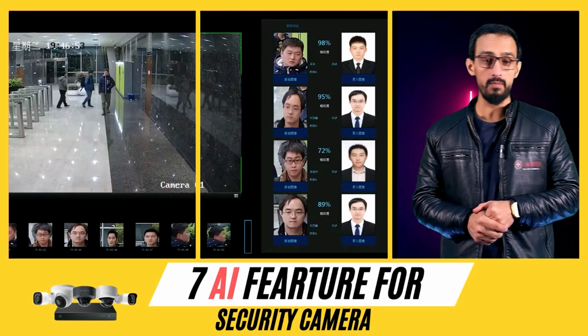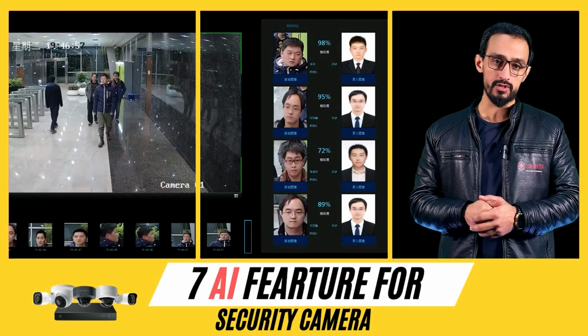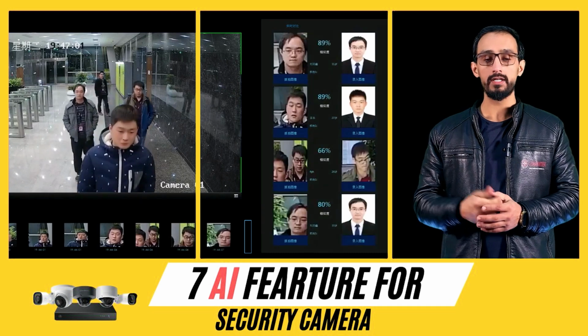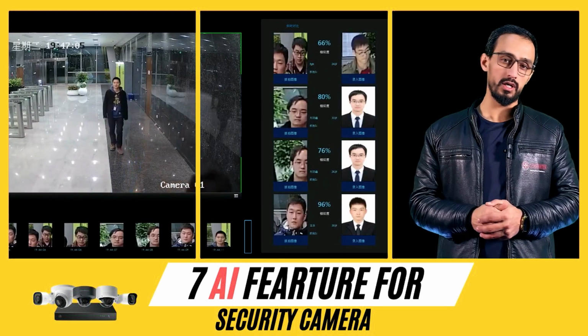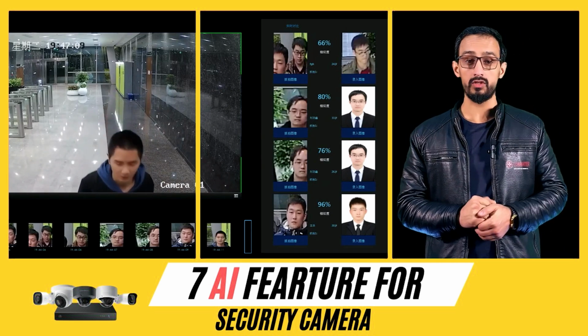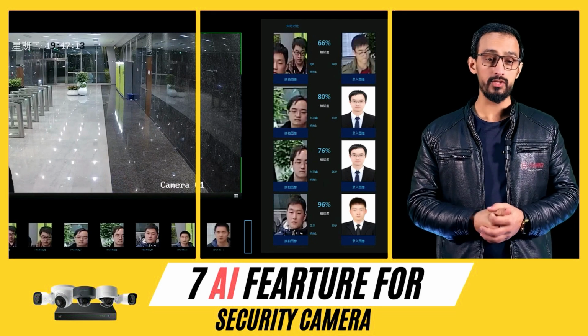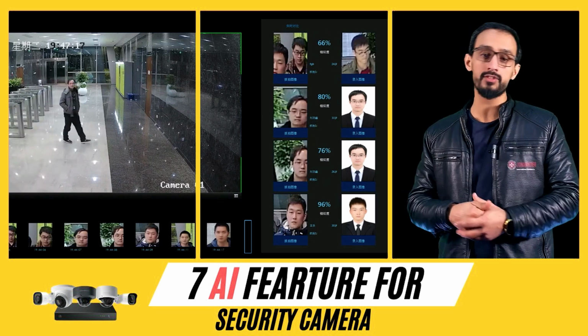The fourth feature of AI in security cameras is people counting. Nowadays, we are able to count the people who are entering an office, organization, park, or mall. So we are counting how many people are entering the organization. Sometimes we use this feature in stadiums, cricket stadiums, football stadiums. It will help us to identify how many people are watching the game or have come inside the ground.